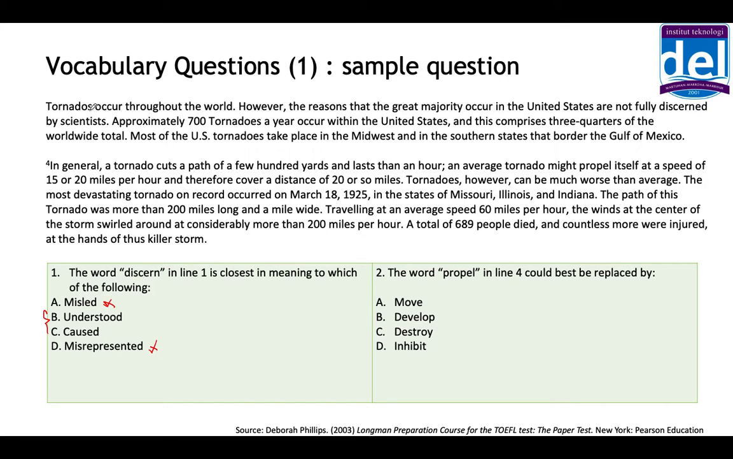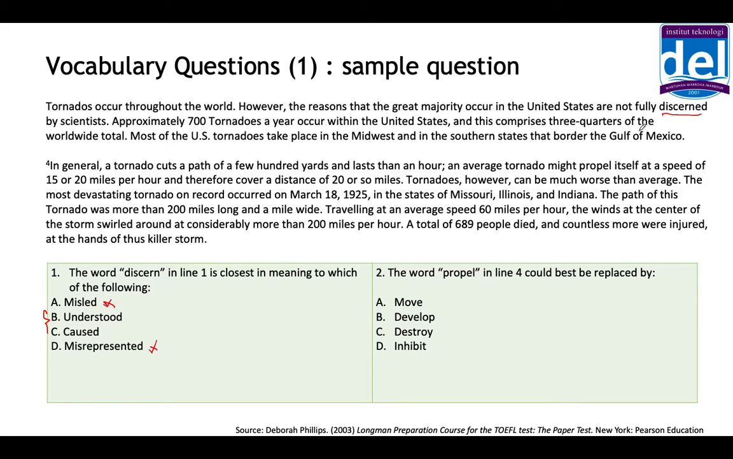And let's look at the sentence that contains the word. Tornadoes occur throughout the world. So this text is about tornadoes. However, the reasons that the great majority occur in the United States are not fully discerned by scientists. So from the words surrounding the word discern, we've got the word however. So this indicates that there are two contradictory statements. The first is tornadoes occur throughout the world, and another statement is that the great majority occur in the United States. So why do tornadoes occur in the United States the most?